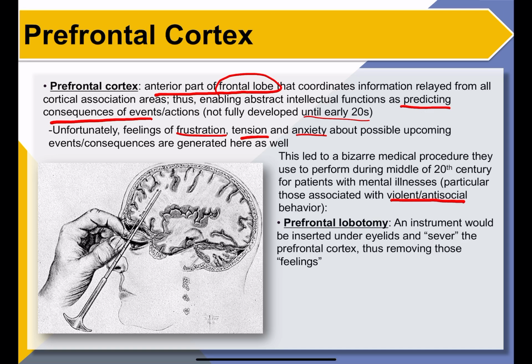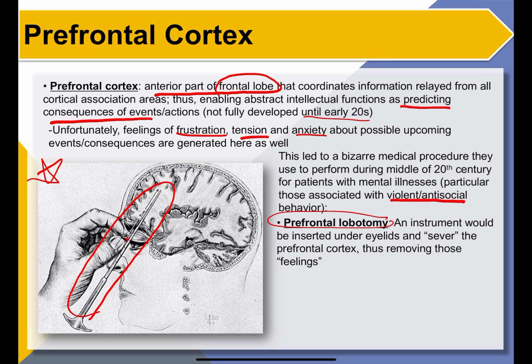And this particular bizarre medical procedure is called a prefrontal lobotomy. If you know what lobotomy means, you kind of get the idea of what this is about. So what happens with a prefrontal lobotomy is just like this picture right here, where an instrument that looks like this, kind of like a needle, is inserted under the eyelids that way and goes straight through to the prefrontal cortex.